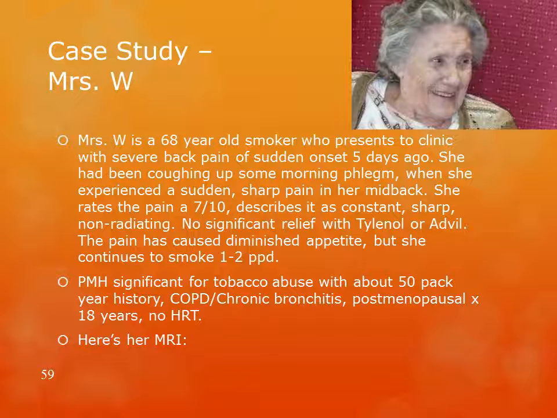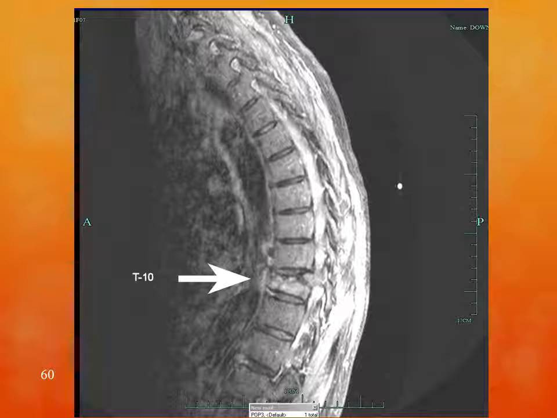She's had less appetite since this incident, the sudden onset of pain, but she does continue to smoke a pack or 2 a day. So her past medical history is significant for tobacco abuse, 50-pack year history. She's got COPD, of course. She's postmenopausal and she's never been on HRT. And here's what her MRI looks like.